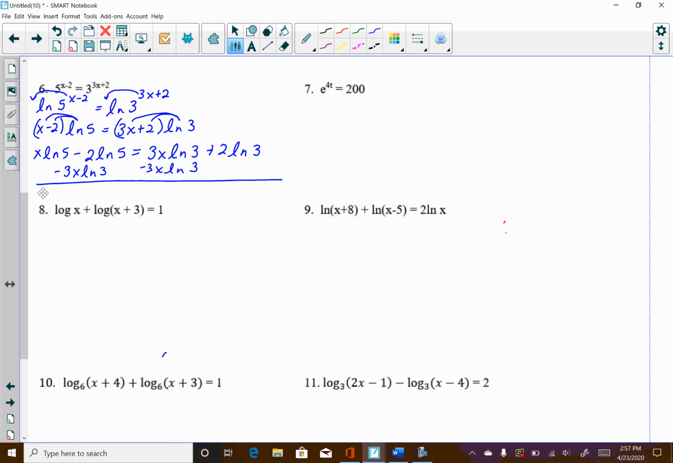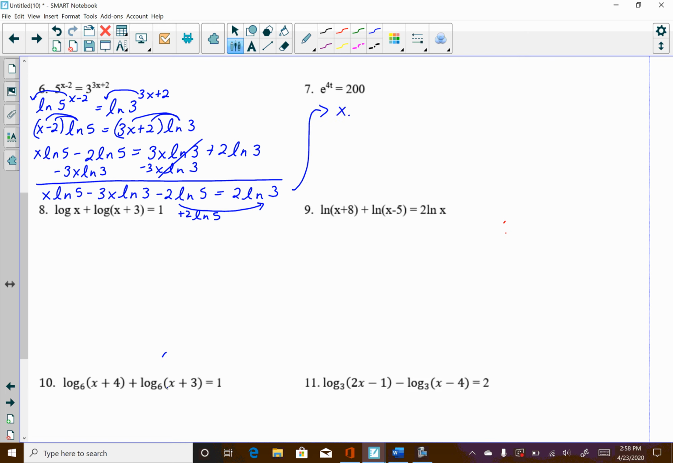So that looks now like x natural log of 5 minus 3x natural log of 3 minus 2 natural log of 5 equals the 2 natural log of 3, because this is canceling out. Now from here, I need to bring this 2 natural log of 5 to the other side, so I'm going to add it. So I'll be adding 2 natural log of 5 to both sides. That's going to get me here.